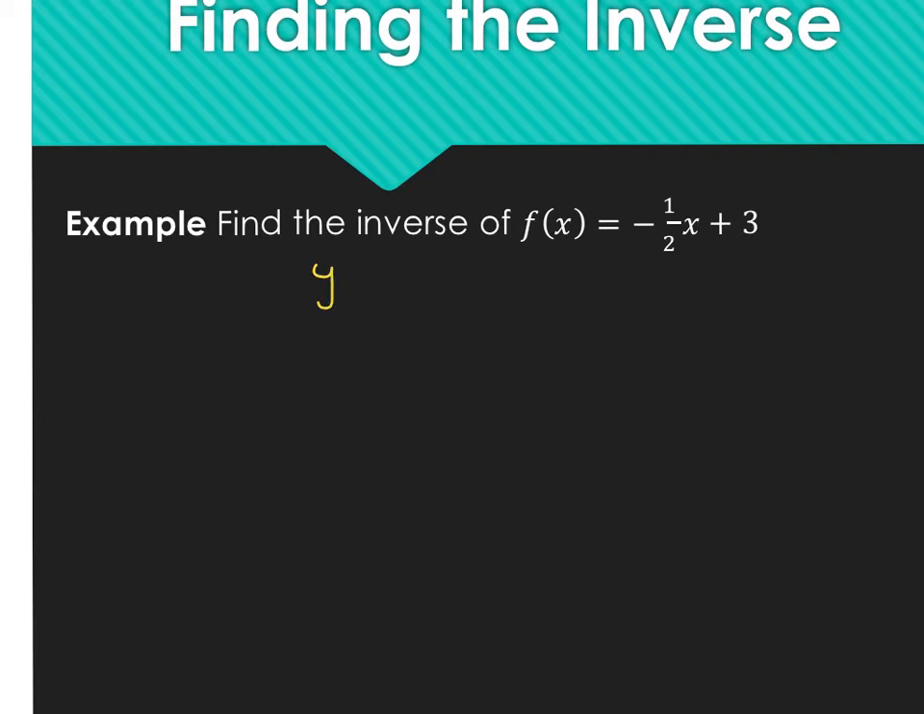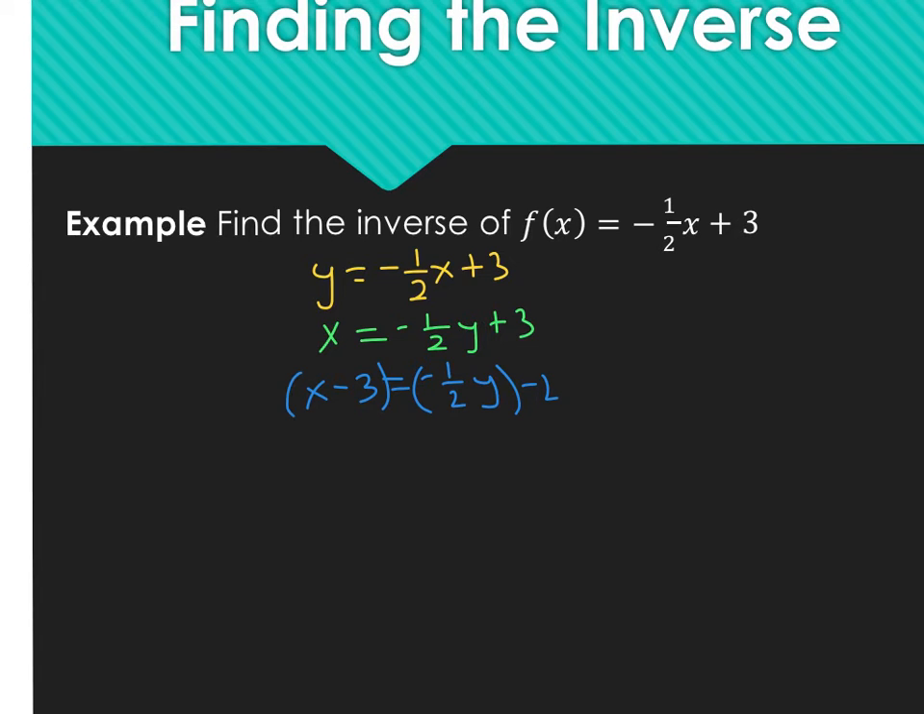Okay, in this next example, we're just going to follow the same exact steps. So we'll replace the f of x with a y. We will flip the position of x and y. And now we'll solve for y, so we'll subtract 3 first. And then remember to get rid of the fraction, we'll multiply by its reciprocal. So the reciprocal of negative 1/2 is negative 2. And we will distribute, so negative 2x plus 6, and instead of a y, we'll put an f inverse of x. And that is it.